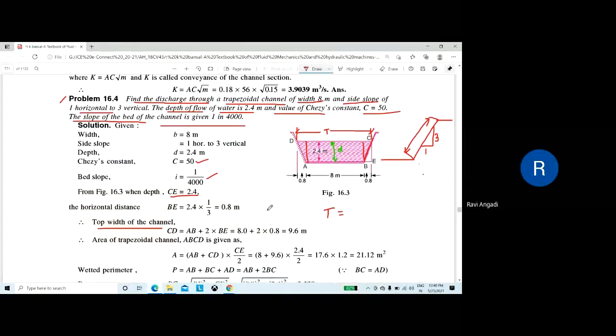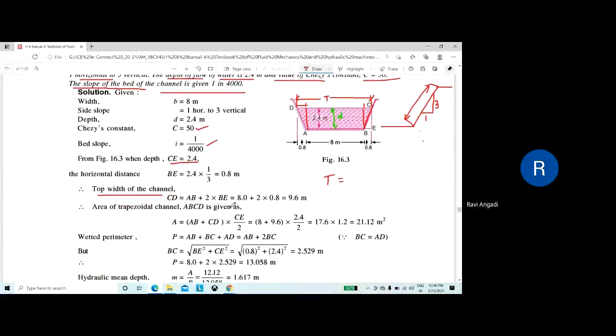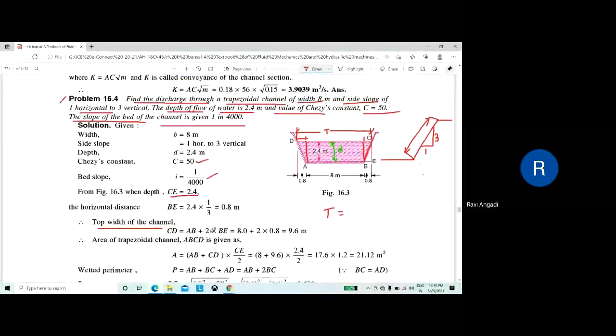I was discussing how to calculate the top width of the trapezoidal channel section. It's by geometry. This trapezium is made up of one rectangle and 2 triangles. So you can calculate the base of the triangle like this. This is the base of the triangle here, and also this is the base of the triangle, 2 times. Before calculating the top width, first you need to calculate the length of this part.